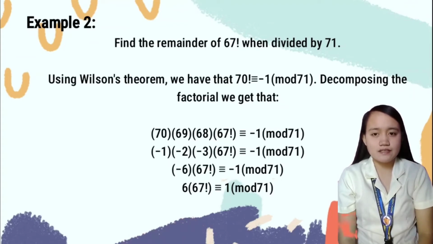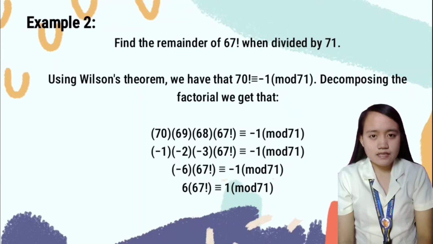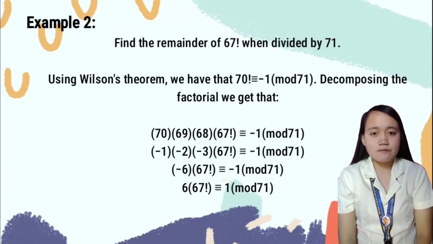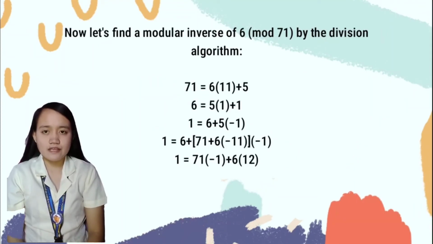-1 times -2 times -3 is equal to -6, so -6 times 67! is identical to -1 mod 71. So, remove the negative signs. It is equal to 6 times 67! is identical to 1 mod 71. And now, let's find a modular inverse of 6 mod 71 by the division algorithm.